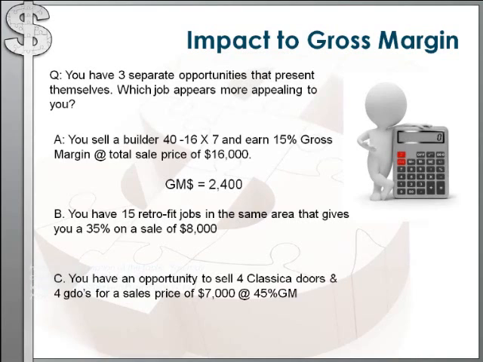Option A provides a gross margin profit of $2,400. Option B provides $2,800 in profit. And option C is $3,150. Now, it doesn't take a scientist to figure out that installing 4 doors and 4 operators is a lot faster than 40 doors for this builder. And you probably have a better chance of getting paid faster on this sale.